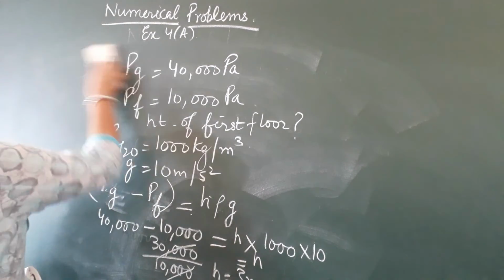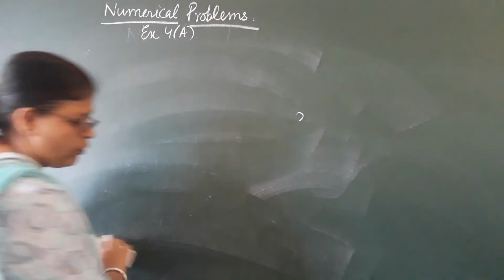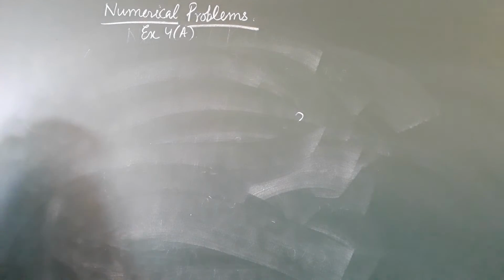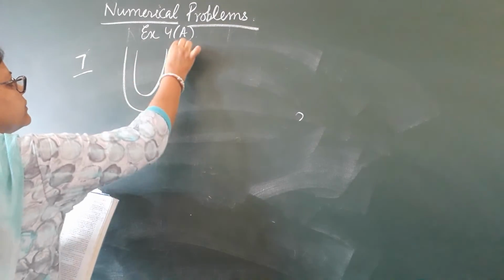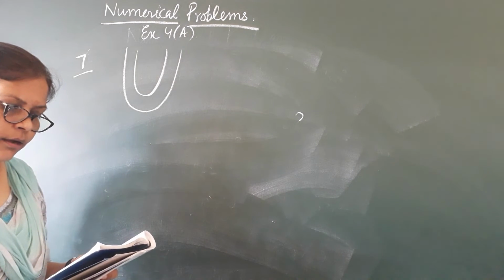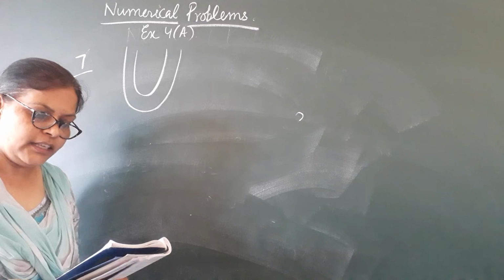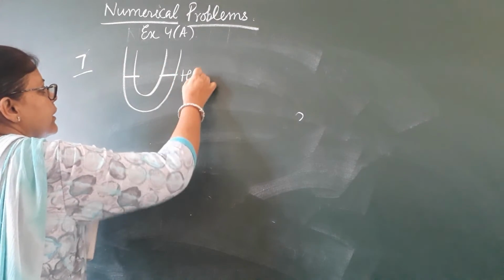Now we come to the 7th numerical problem. In the 7th numerical problem, what all is given? Let us see. It has been given that you have a U-tube. I am drawing the U. There is a U-tube given, and in the U-tube you have mercury. A U-tube contains mercury to the same level. So there is mercury in both the arms to the same level, Hg.